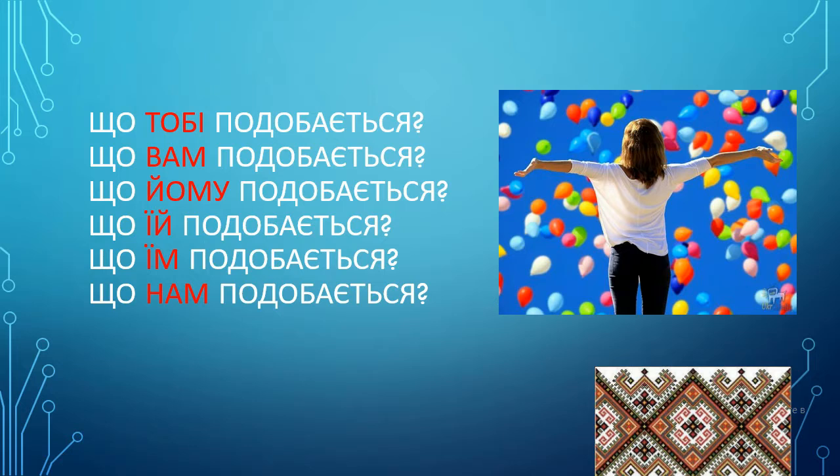These personal pronouns are changing according to the dative case. We talked about the dative case in my previous video, so please watch it if you haven't yet. So, що тобі подобається? What do you like? Що вам подобається? What do you like? Що йому подобається? What does he like? Що їй подобається? What does she like? Що їм подобається? What do they like? Що нам подобається? What do we like? This is just another variant of this question.